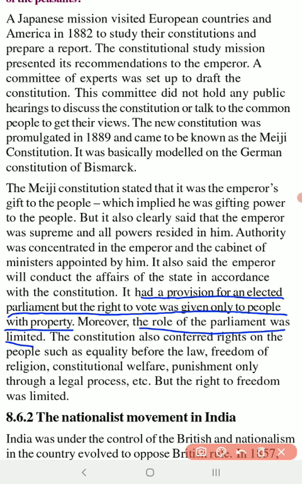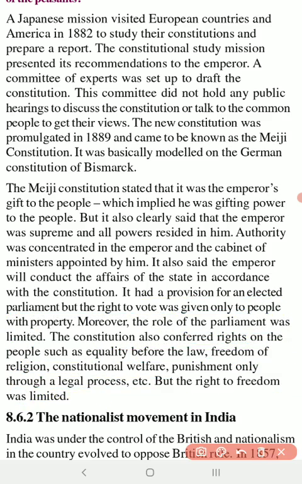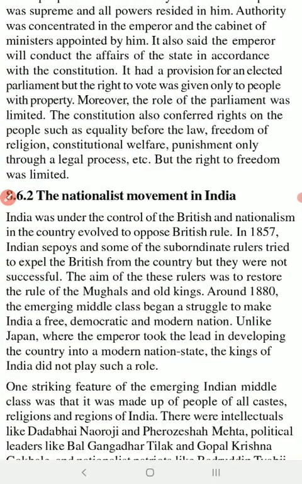The constitution also conferred rights on the people, such as equality before the law, the freedom of religion, constitutional welfare, punishment only through a legal process, etc. But the right to freedom was limited. This is to show how we find a gradual establishment of democracy in the state of Japan.